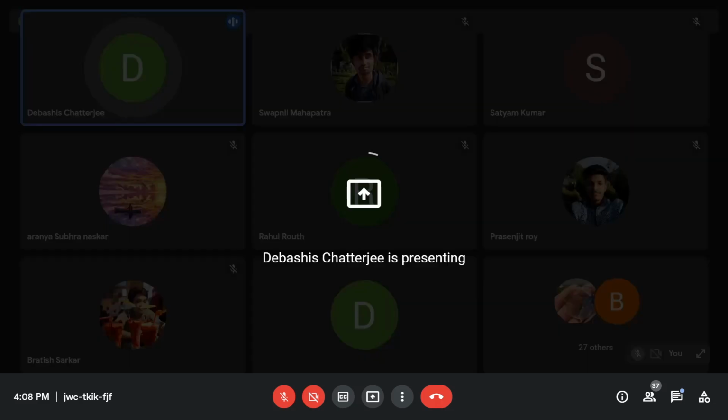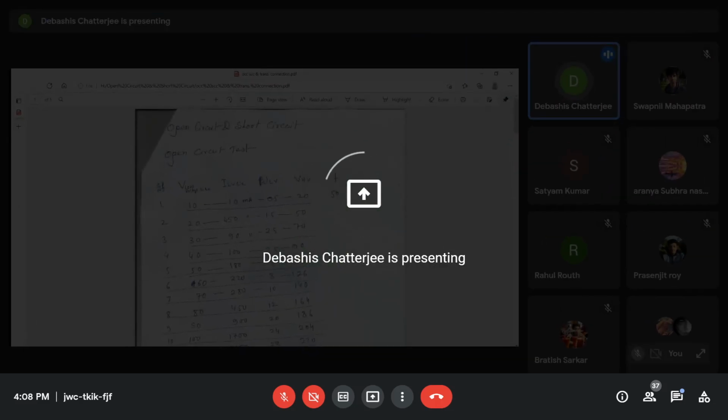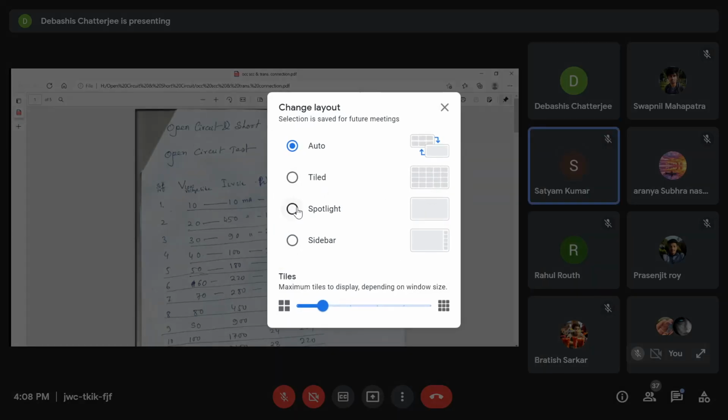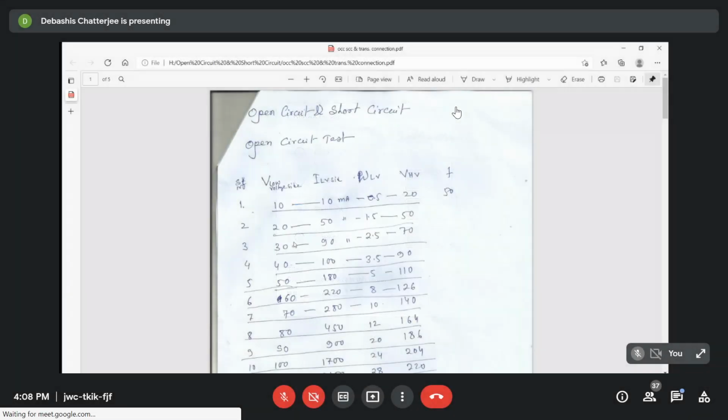So now I am trying to show you the reading. Is it visible to you? Yes sir. Okay. So now for the open circuit test, this is the reading. I was telling you, it will vary the voltage from a low value to the rated one.